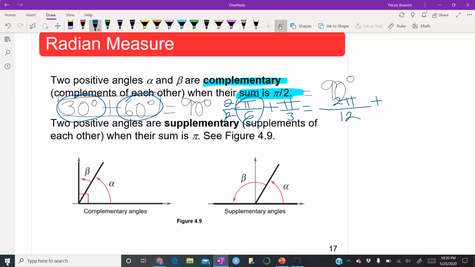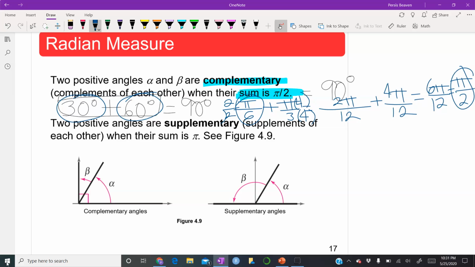And for pi over 3 to have a 12 on the bottom, we'll have to multiply by 4, not 3, but 4, 4 and 4. And so that will give us 4 pi over 12. So if we add those two, we will get 6 pi over 12. And if we simplify this fraction by dividing by 6, 6 pi divided by 6 is equal to pi, and 12 divided by 6 is equal to 2.